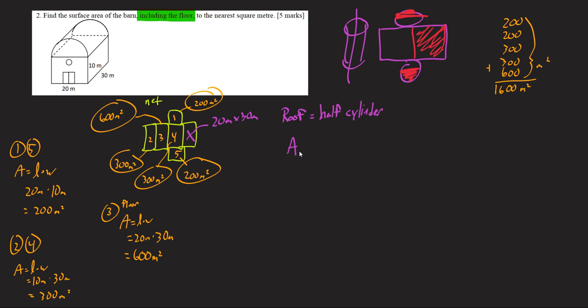The surface area for a cylinder, this is on your formula sheet, is 2 pi r squared plus 2 pi r h. 2 pi r squared is 2 circles, and 2 pi r h is this rectangle. This length there is 2 pi r, 1 circumference of a circle, and that measurement there is the height of the cylinder.